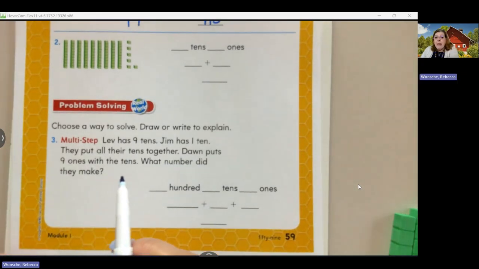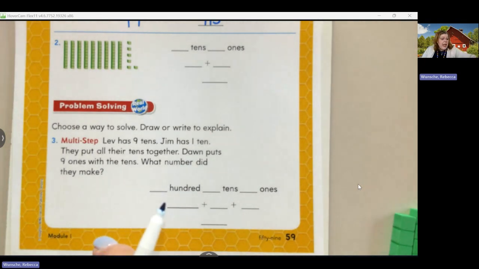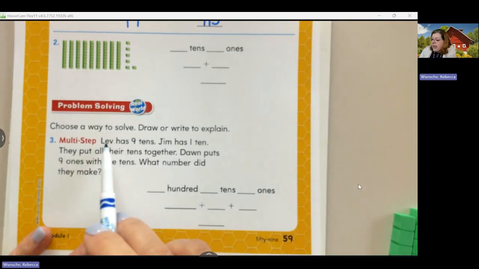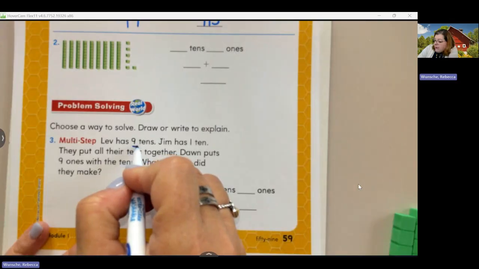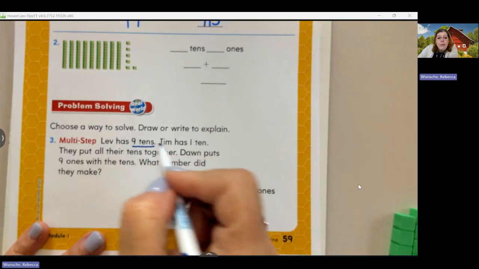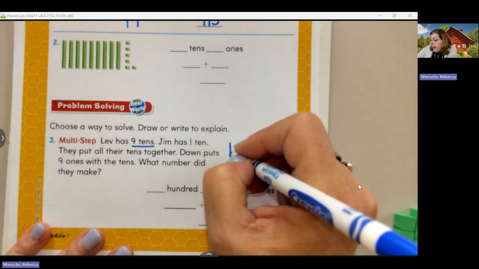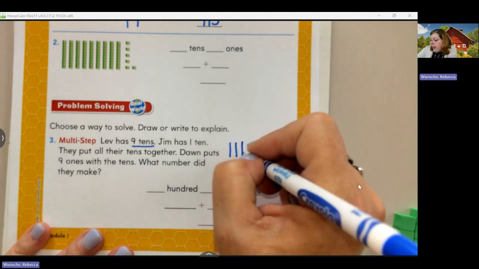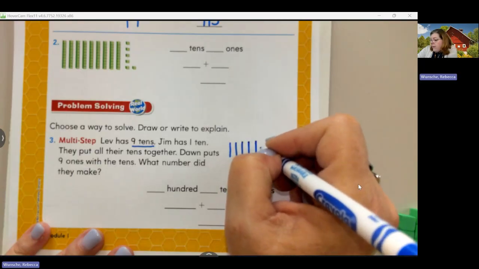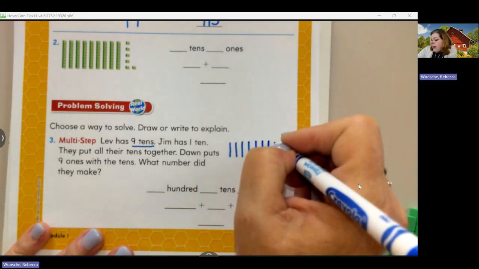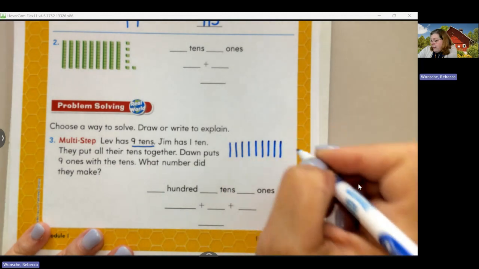Okay, I need my colorful markers to do this, and I am going to draw a picture of this so that I can make it all make sense. So I'm going to start with the first thing it told me, that Lev had 9 tens, and I'm going to underline that with my blue marker because that's what I'm going to draw first. I'm going to draw 9 tens. So here I go. 1, 2, 3, 4, 5, 6, 7, 8, 9.